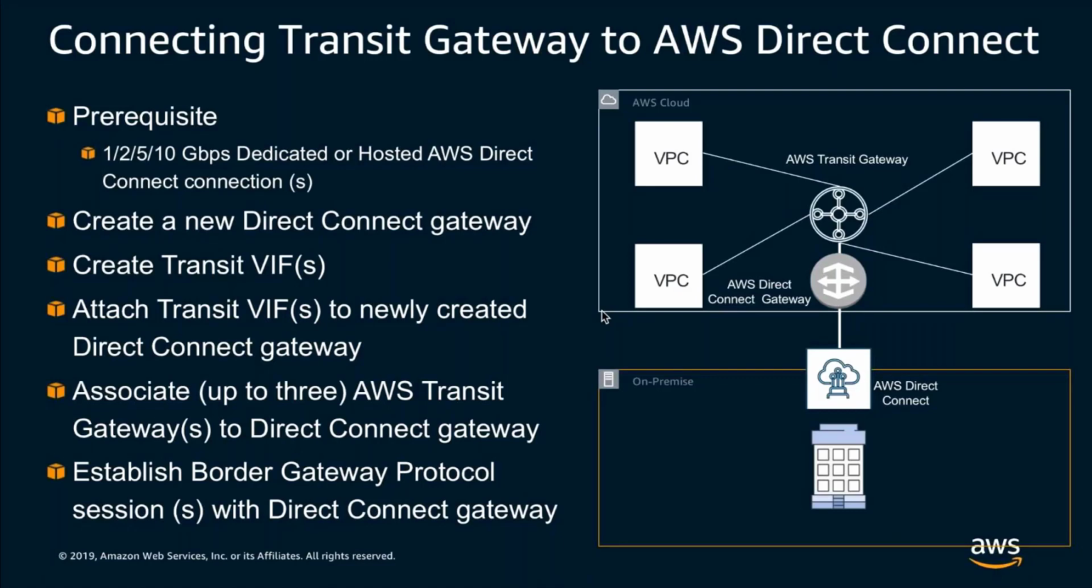We recommend you create a new Direct Connect gateway. Create your transit VIFs on the connections that you have. Attach transit VIFs to the newly created Direct Connect gateway. So basically, now you are taking your connections and connecting your on-prem network to your Direct Connect gateway via transit VIF. Once that step is done, you're ready to associate up to 3 AWS transit gateways to your Direct Connect gateway. After that connection or association is complete, establish the BGP protocol session with the Direct Connect gateway.